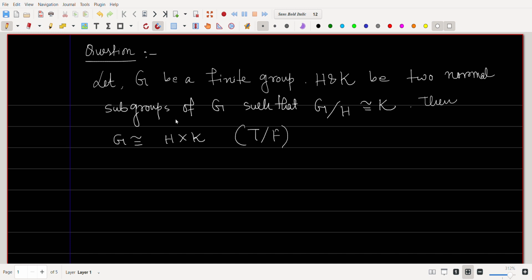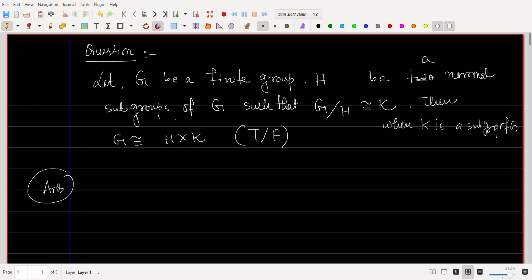So today I am going to discuss an interesting problem from group theory. This is an interview question and also a previous year question of TIFR and ISI. The question is: let G be a finite group and H and K be two subgroups of G. Okay, not necessarily normal. We can take H to be normal, and H be a normal subgroup of G such that G mod H is isomorphic to K, where K is a subgroup of G, then G is isomorphic to H cross K.